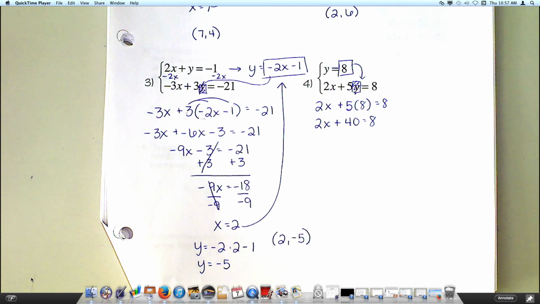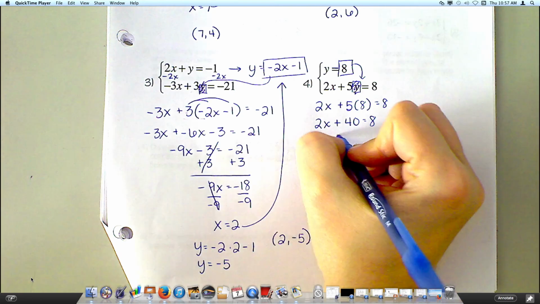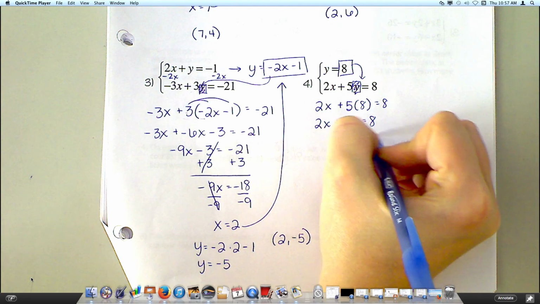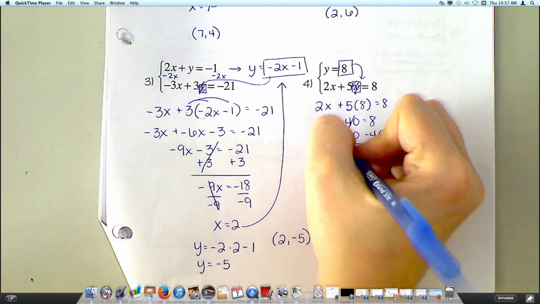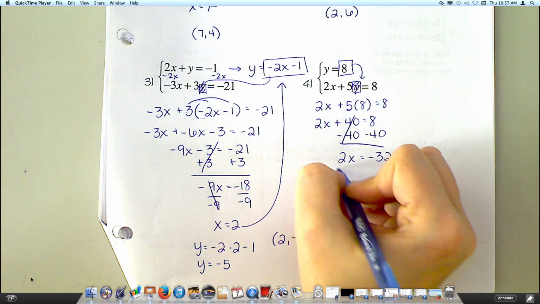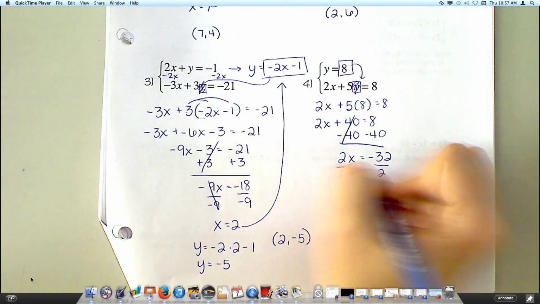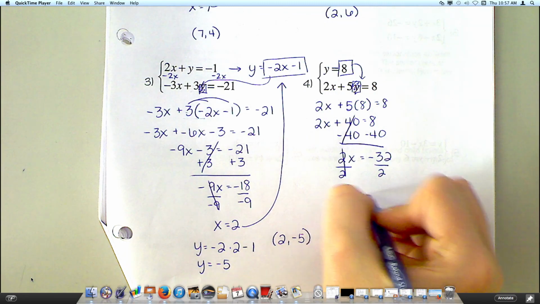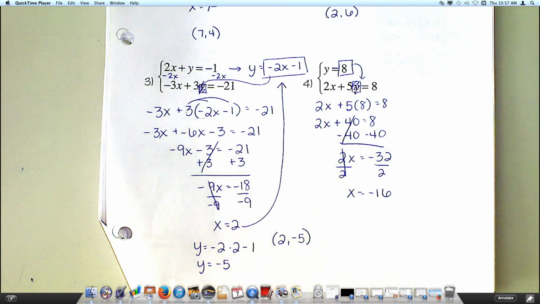What do I do with the 40? There you go, minus the 40. So 2x equals negative 32. Divide by the 2. X equals negative 16. Where do I plug that back in to find y?